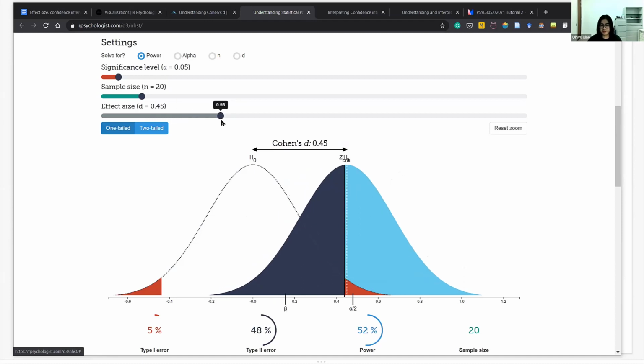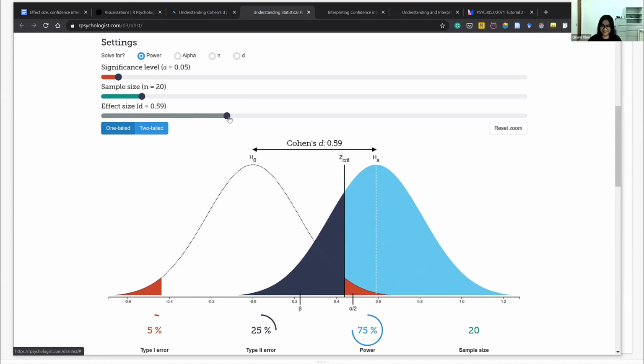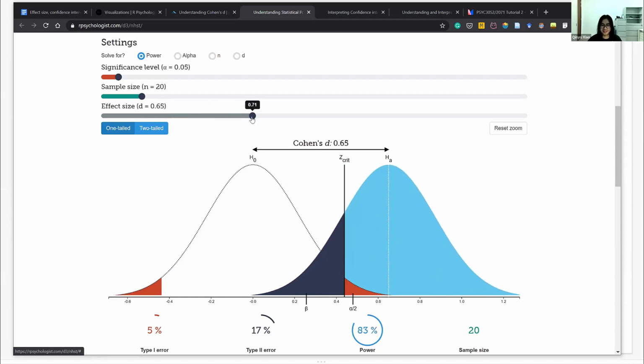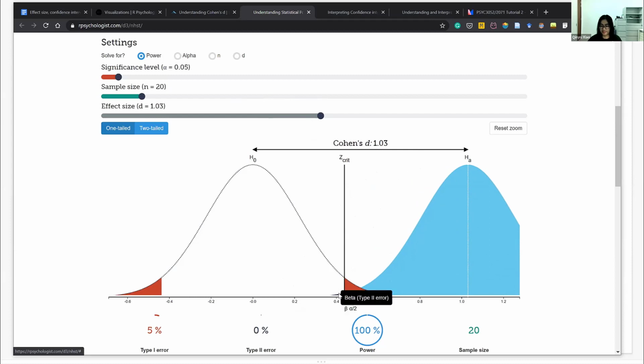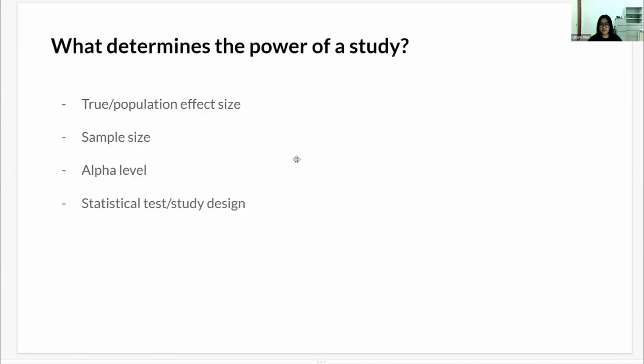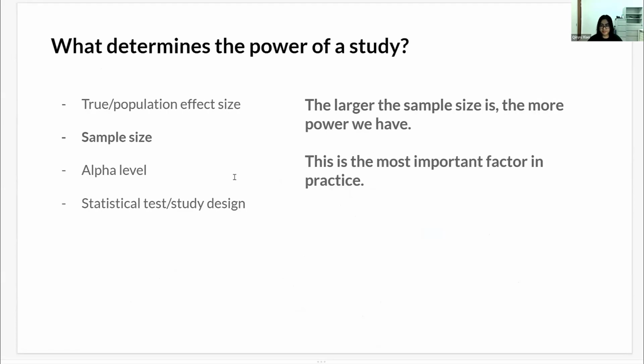And in contrast, if we increase, I really like this animation here. It's very beautifully made. If we increase the effect size, it's very unlikely that we're going to draw a sample from here, and as a result, our power is increased. So the higher the population effect size or true effect size is, the more power we have, other things unchanged.